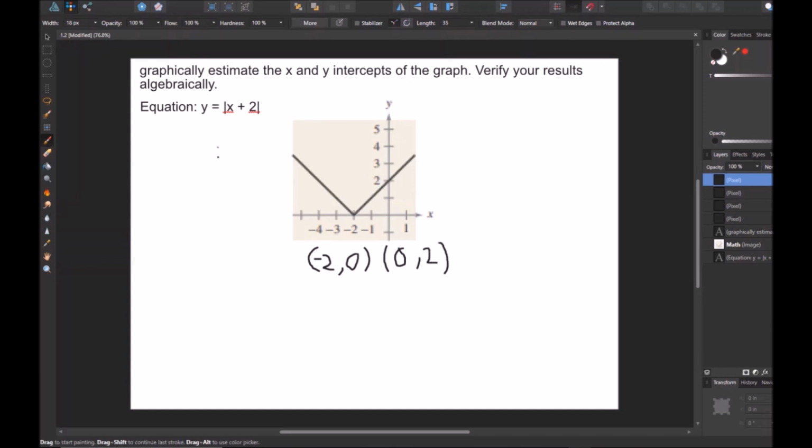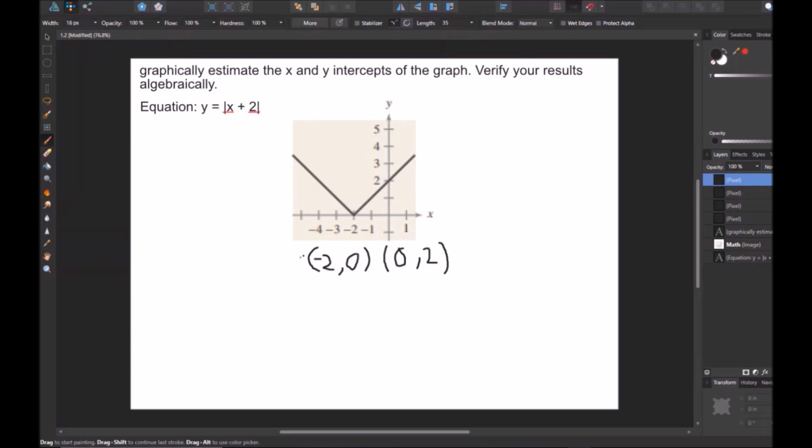Now, in order to verify our results algebraically, we plug in this x value wherever we see x, and we plug in this y value wherever we see y, and the two things on the left and right side of the equal sign should be equal to each other. That would verify the results. If they were not equal, then we know we've done something wrong and that the points we picked were not the x or y-intercept.